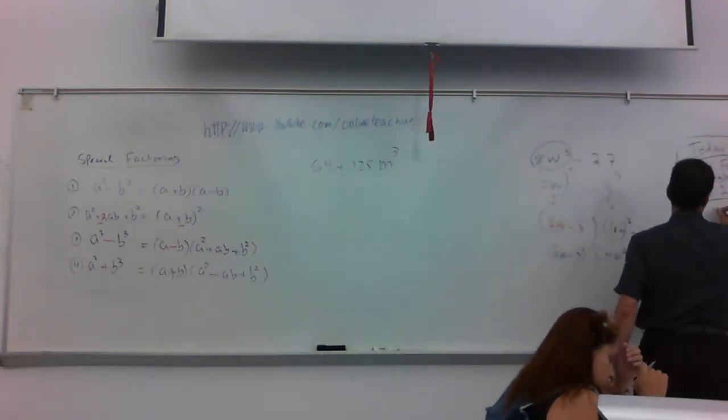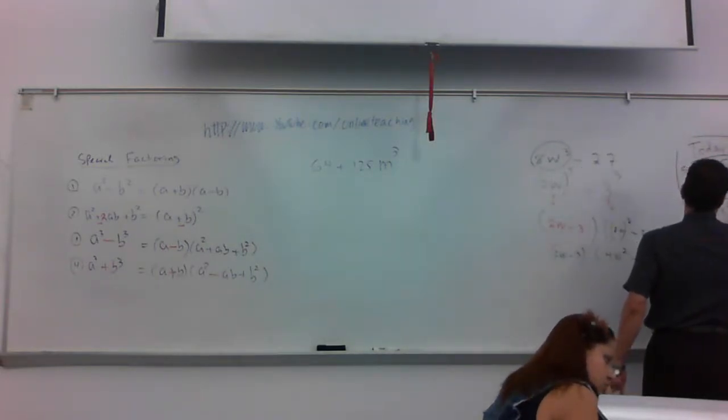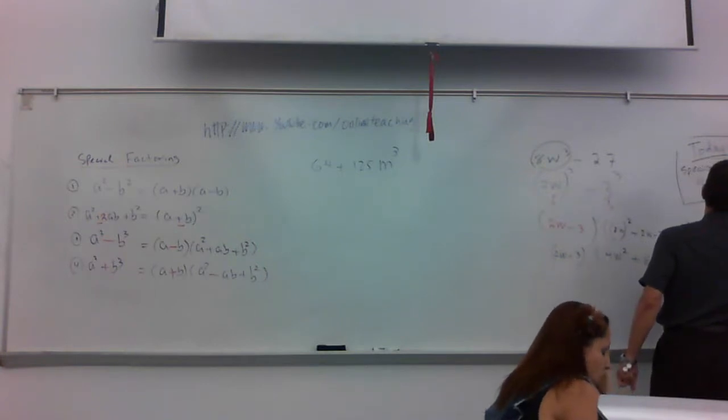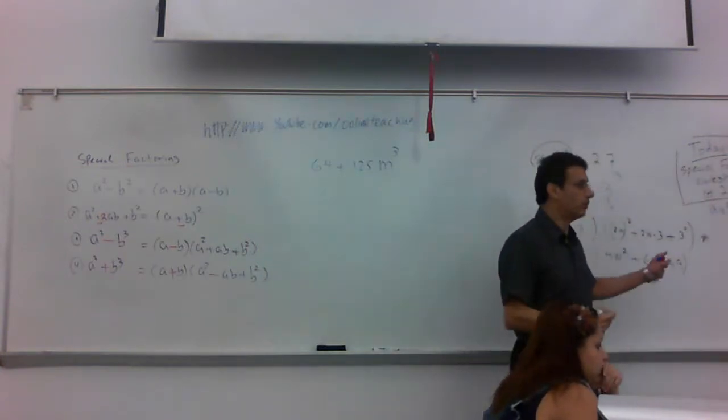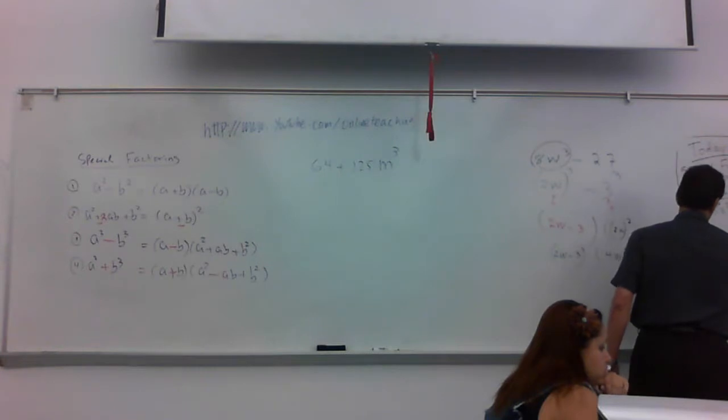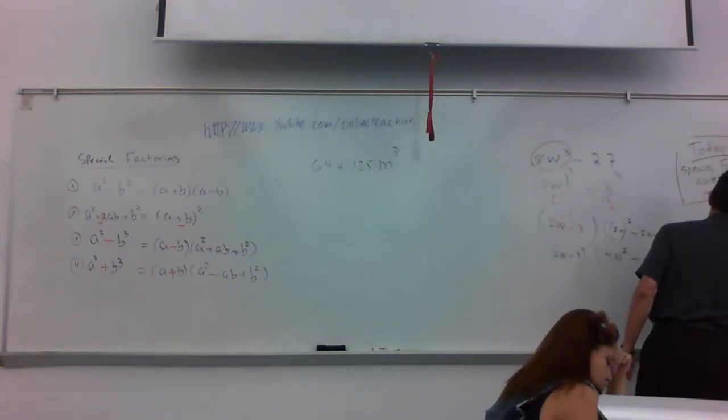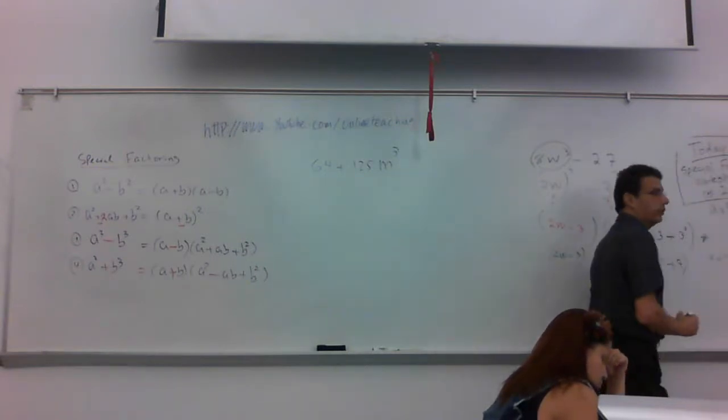Ax squared plus bx, and I went over that myself. You remember x is equal to what? Minus b plus minus the square root of b squared minus 4ac over 2a. You remember that?